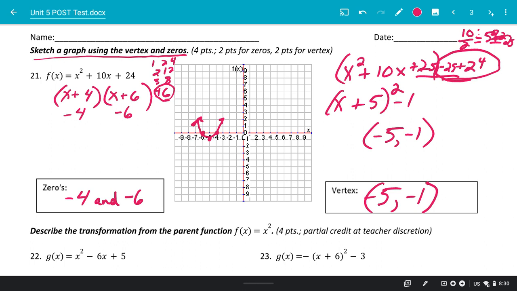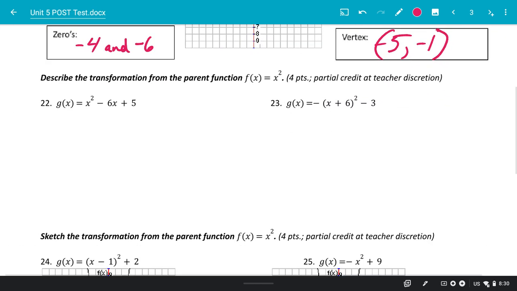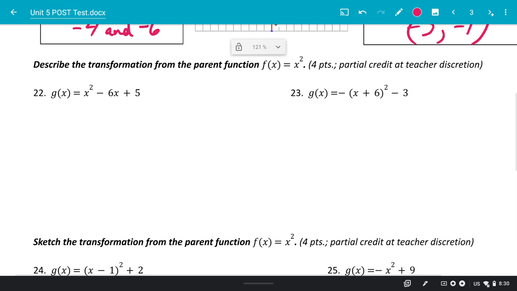Now we're having fun. You should be able to see at this point that the majority of this test was three things: polynomial operations, adding, subtracting, multiplying, and then factoring and completing the square. And you've shown me that you're good at the factoring and the completing of the square, so it shouldn't have been that bad. All right. Describe the transformation of the parent function. Well, remember, when it's in standard form, you can't see that transformation. So it needs to be in vertex form like number 23 is.